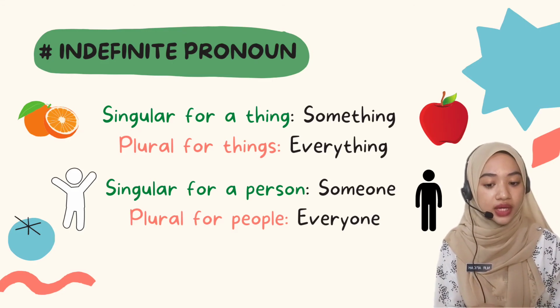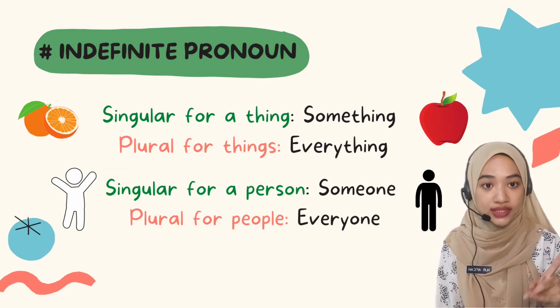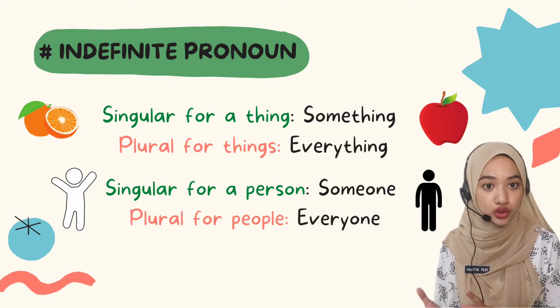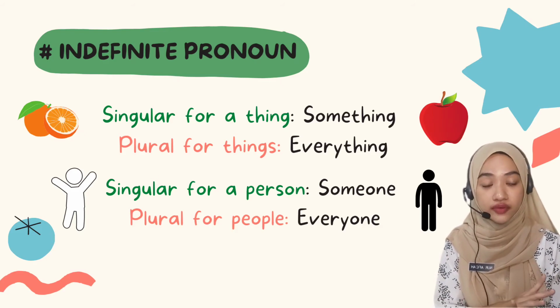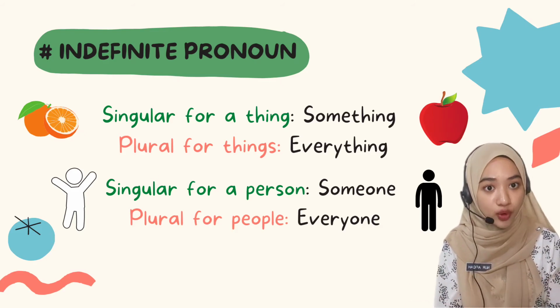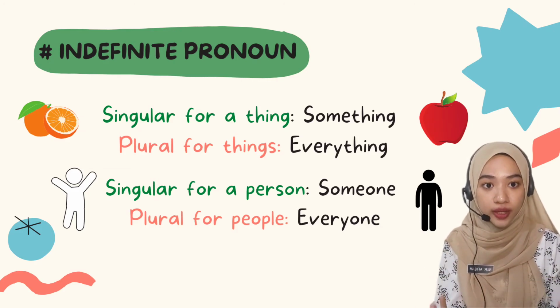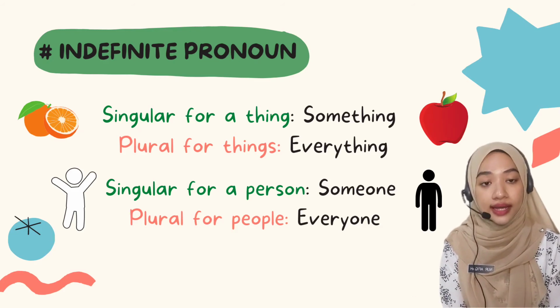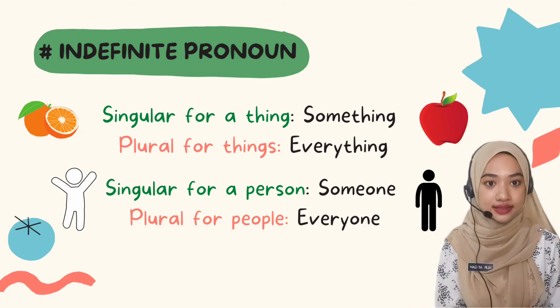Very good. So the second one is singular for a person. For a person means one person only. You cannot refer to more than two humans. You cannot refer to people. You only can refer to a person. Someone, seseorang. And if you want to refer to a group of people, to more than one person, you can use everyone. Everyone means semua orang.